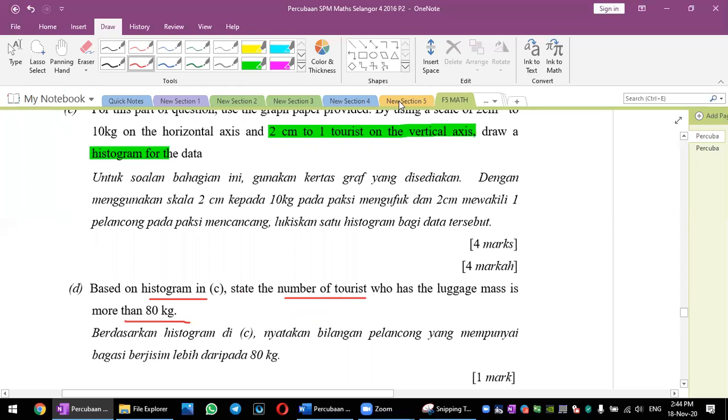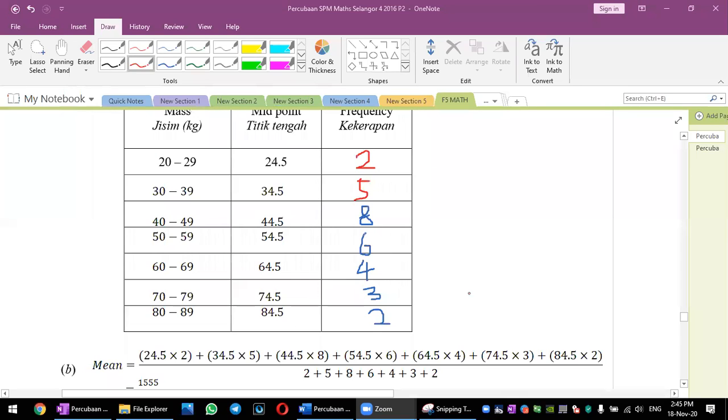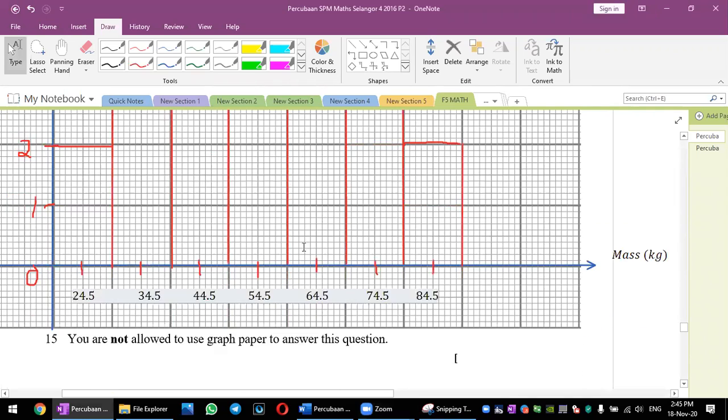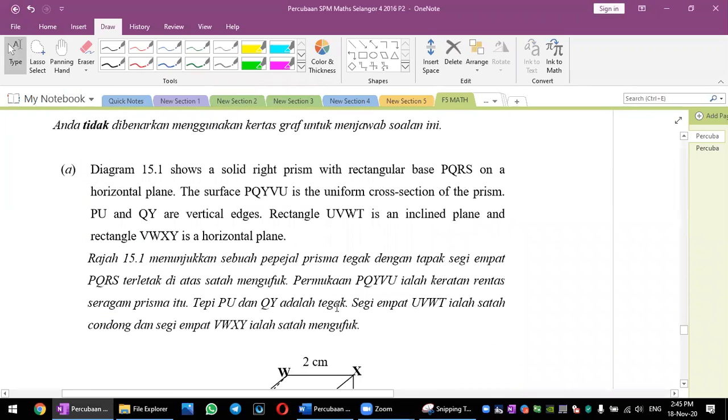Okay, dia nak 80 kg punya. More than 80 kg. So more than 80 kg. How many is more than 80 kg? 2. 2 people only. So your answer is 2. Tak payah buat apa-apa punya. Just tulis saja. Okay, then finish already.